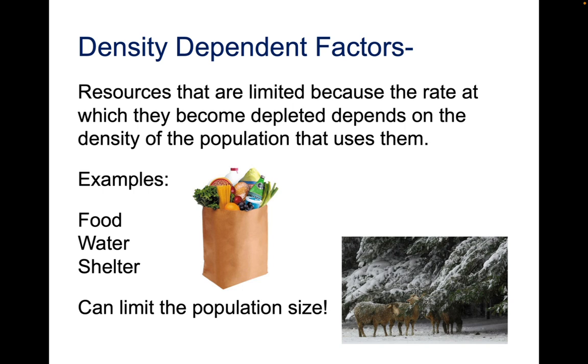So, density-dependent factors are resources that are limited because the rate at which they become depleted depends on the density of the population that uses them. For example, food, water, and shelter can limit the population size. For instance, if you were given a town, but you could only have so much food, you'd only want enough people that you'd consistently be able to have the same amount of food. If you had too little food, some people would probably leave to find food elsewhere.